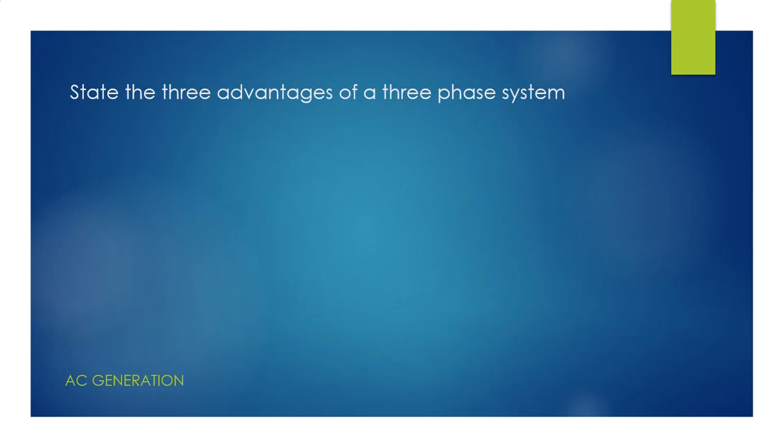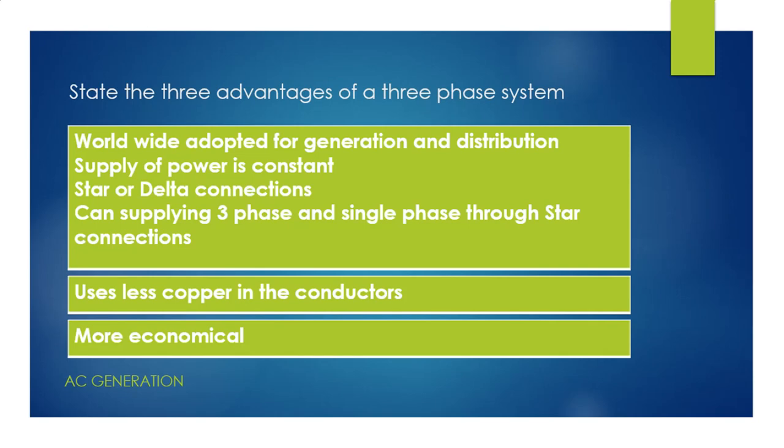State the advantages of a three-phase system. Worldwide adoption for generation and distribution supply of power is constant. Star or delta connections can supply three-phase, and single-phase through star connections. Uses less copper in the conductors. More economical.